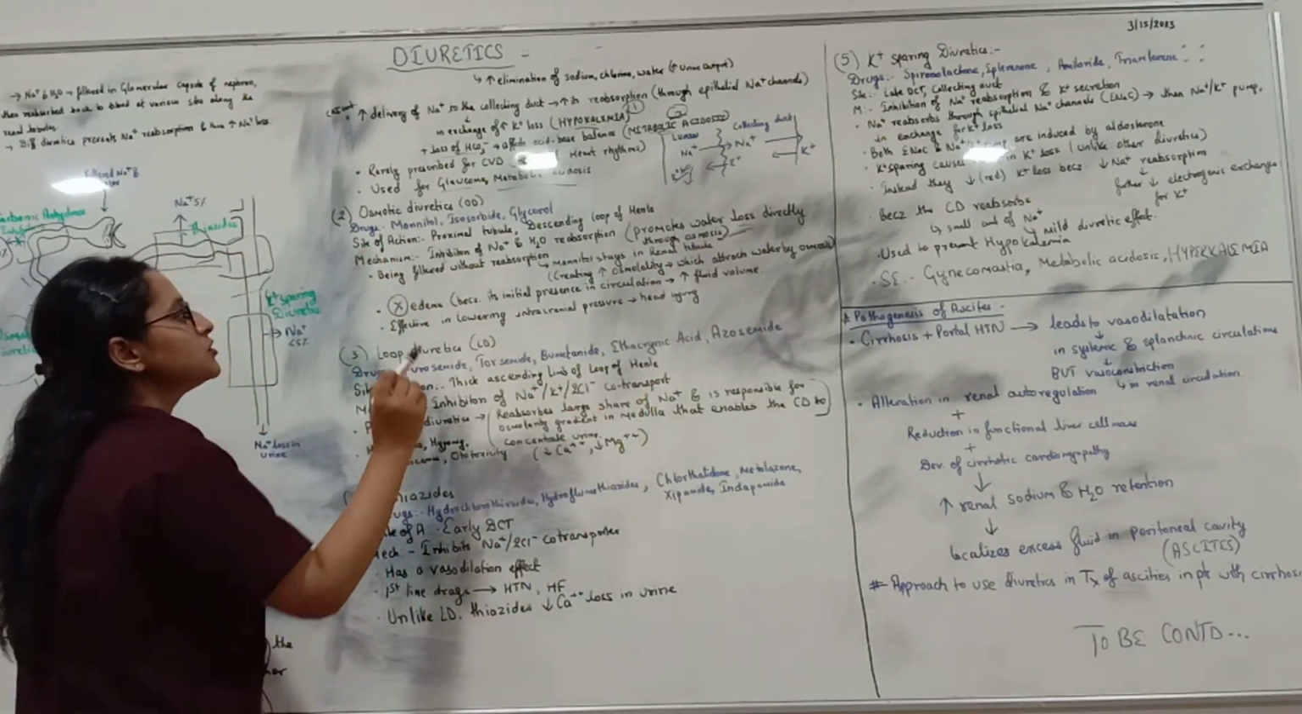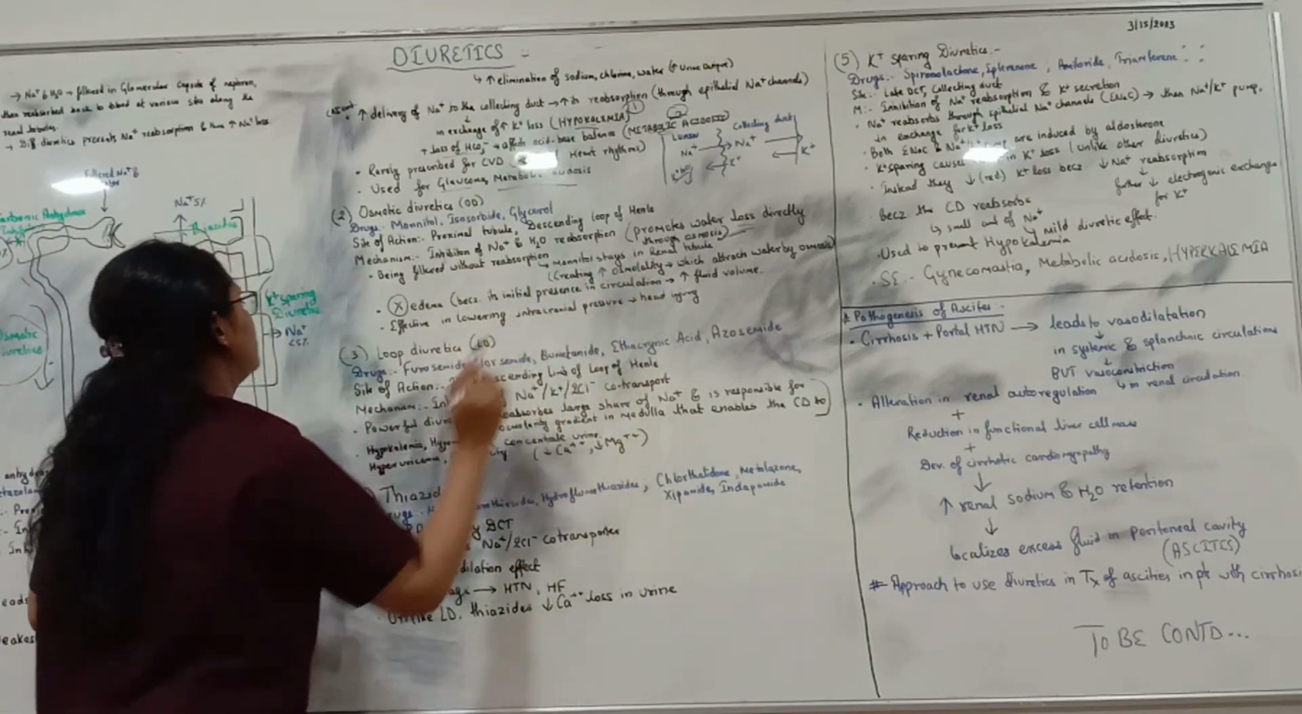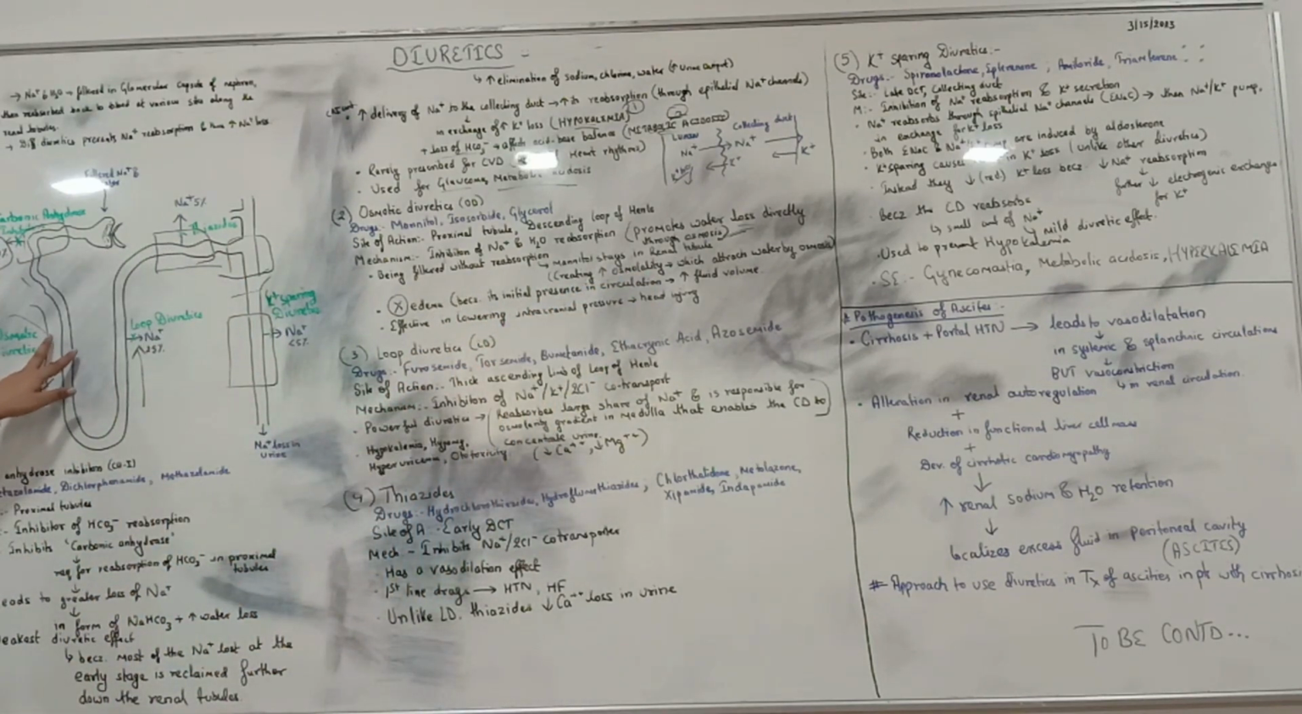Being filtered without reabsorption, mannitol stays in the renal tubule. Mannitol doesn't get reabsorbed back into the blood, there is no reabsorption of mannitol. Because of that, it mostly promotes water loss in the urine.